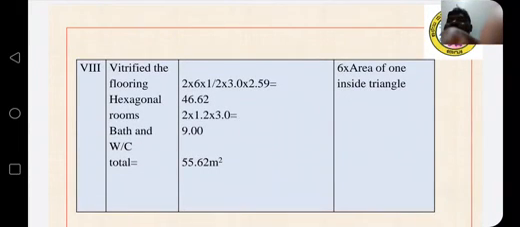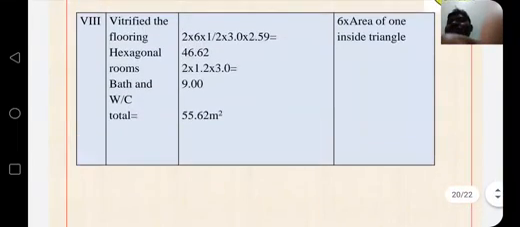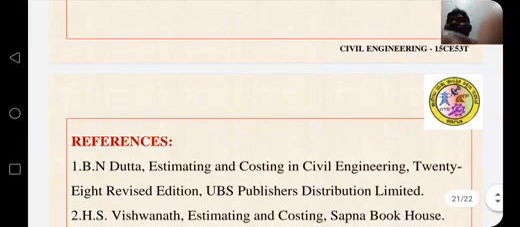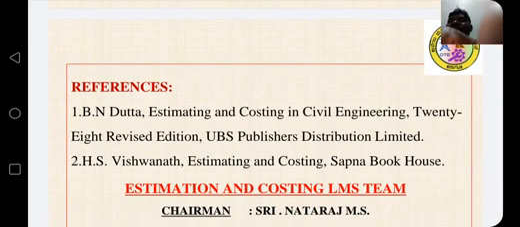Vitrified tiles flooring. External room: 2 into 6 into half into base into height, 2 into 6 into half into 3 into 2.59, area of one inside triangle, quantity is 46.62. Bath and WC: 2 into half into 1.2 into 3 is equal to 3.6 square meter. Total 52.62 meter square. Reference: B.N. Datta sir, Estimating and Costing in Civil Engineering.